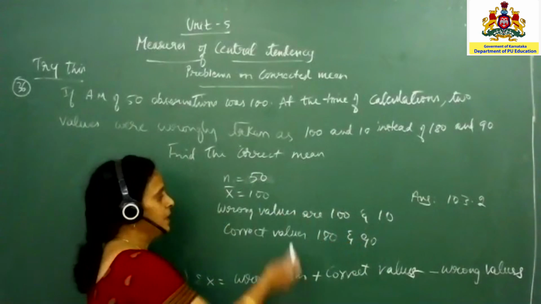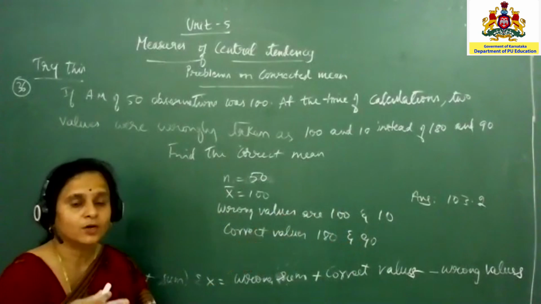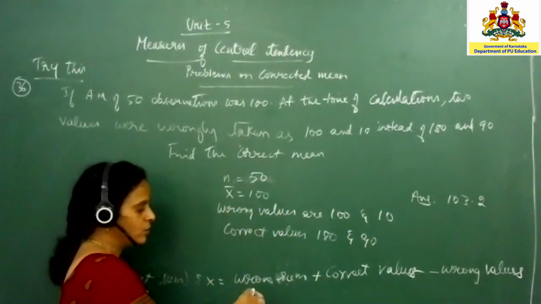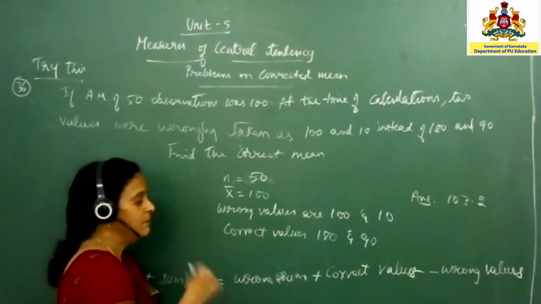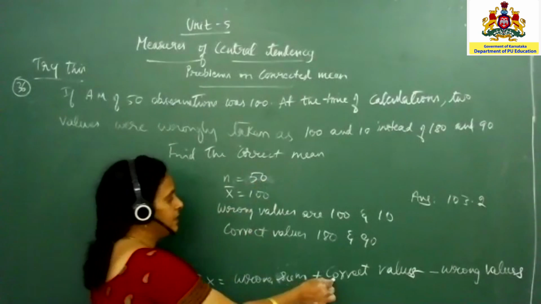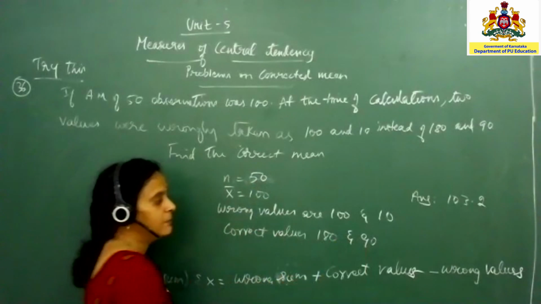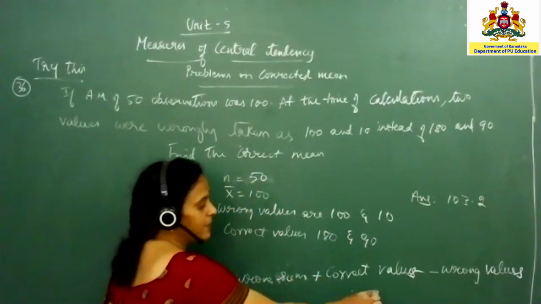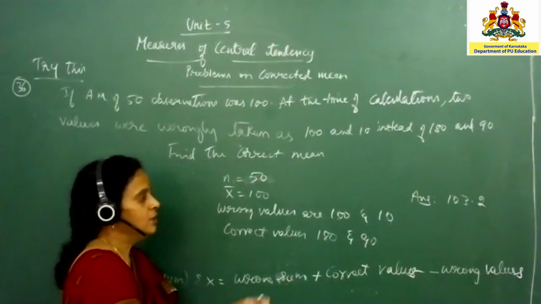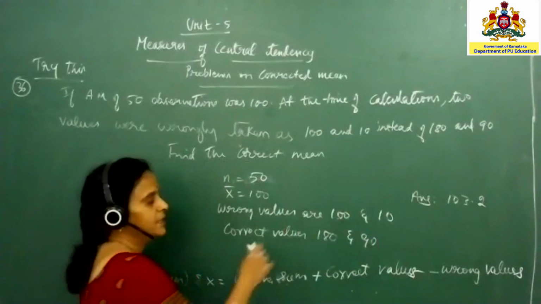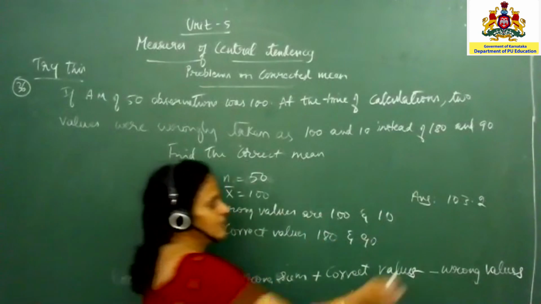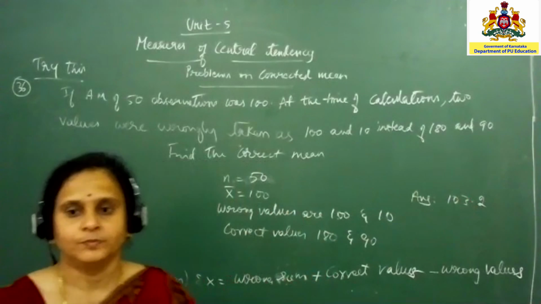To find the correct mean, in the previous one we had just one wrong entry and one correct entry, but now we have two. So here, the wrong sum you will find by taking summation x equal to n into x bar, 50 into 100. And the two correct values are 180 plus 90, minus 100 minus 10. If you substitute this, you are getting the answer 108.2. So try this.